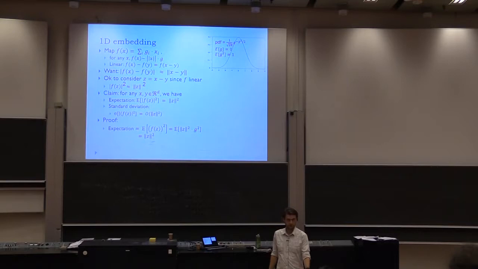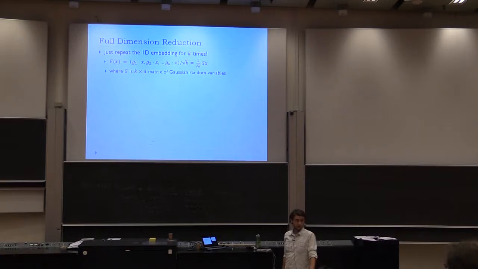And now going to the full-dimensional reduction, it doesn't look much different from the one-dimensional reduction. What we do is we have k coordinates that look exactly the same. So our entire map f of x will be a set of dot products between x and these high-dimensional Gaussian vectors. Now g1 is a d-dimensional vector whose each coordinate is distributed as a Gaussian variable, and you have k of these, the target dimension. You have this divided by root k, which is just a normalization constant to make sure that we get the right scaling.